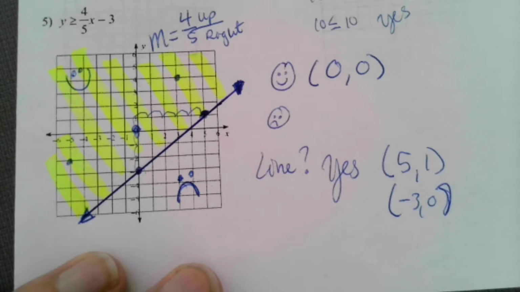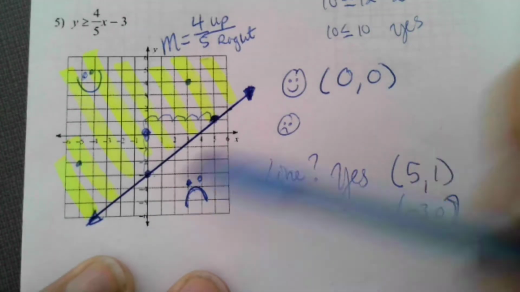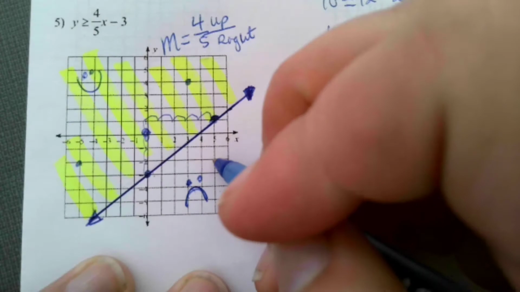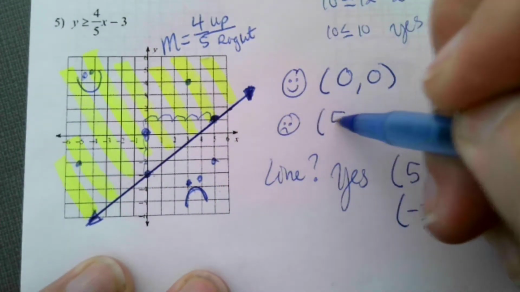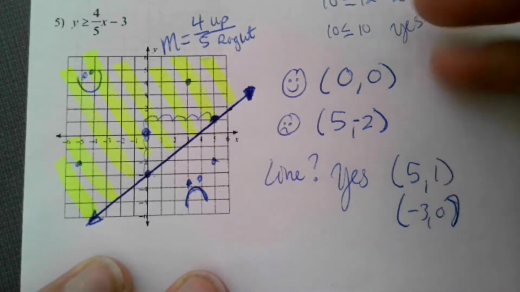Okay, pick any point you want over here. Any point you want that's in the non-colored area. Non-shaded, we don't want it. I'm gonna pick here. You can pick any point you want.